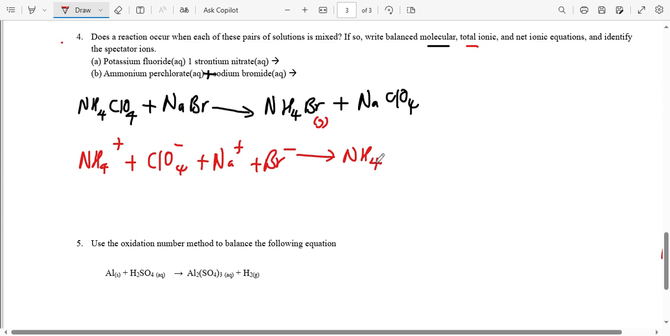Anything that is not aqueous, we can't break into ions. Actually, when you are breaking into ions, you only use those which are aqueous. You don't use the solids and liquids. Aqueous and gases are supposed to be written. So one of sodium bromide or sodium perchlorate should be a gas or a liquid. Let me just find out which one is which.